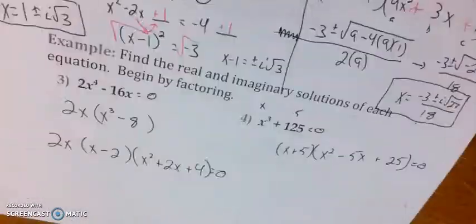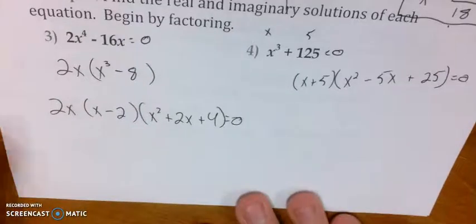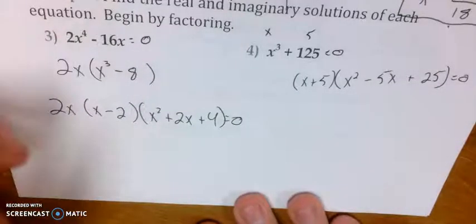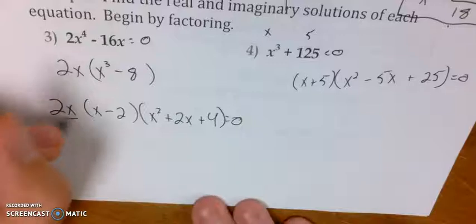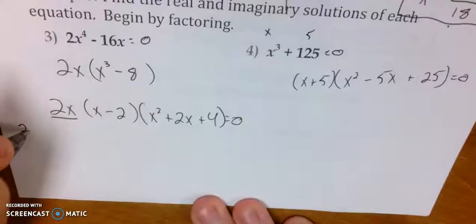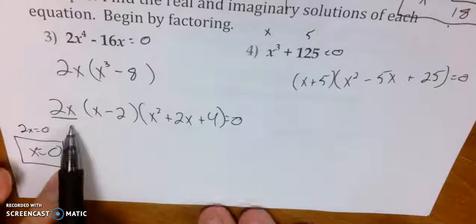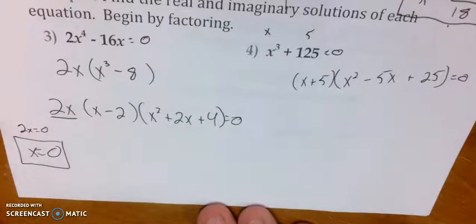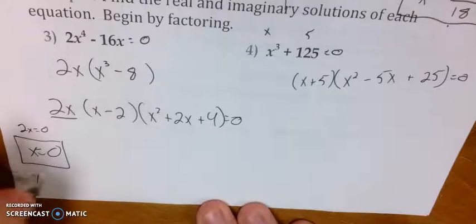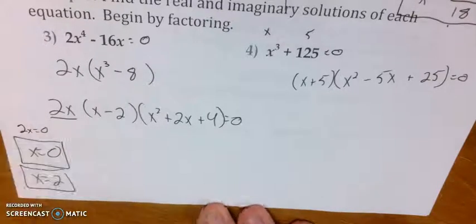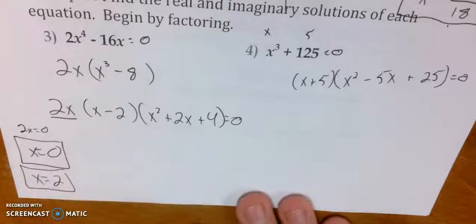All right. Number 3. Should I anticipate 4 total answers? I know one of them right here. 2x equals 0. That means x equals 0. Anytime you have an x just chilling outside like that, it's automatically going to be 0. x minus 2, so x equals 2. Awesome. I've got half of my answers done. Now I just need to tackle this other part.